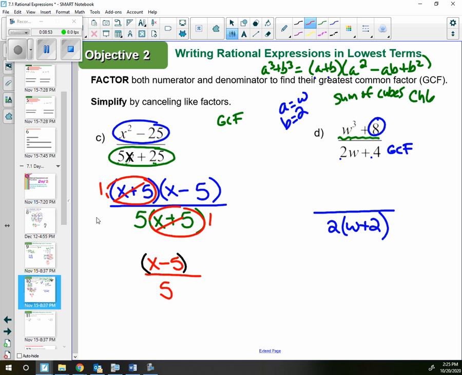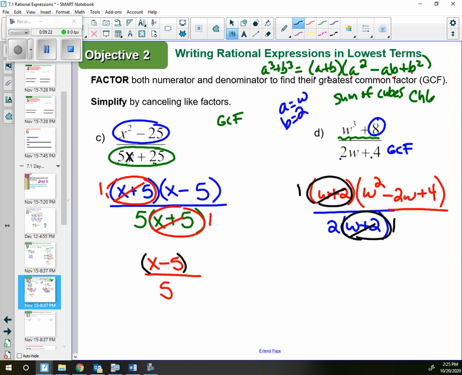All right, so a is w, b is 2, and then we have the a squared, so w squared, minus a times b, so 2 times w. I like to put the number first, it's just easier for me, and then b squared, so 2 squared. 2 squared is 4. So I can use that sum of cubes formula to help. So now I have it factored. I actually have that product. Now I can divide things out. Looks like I have a common binomial factor of this w plus 2, so that divides out to a factor of 1. So I'm left with w squared minus 2w plus 4 all over, looks like, a 2.